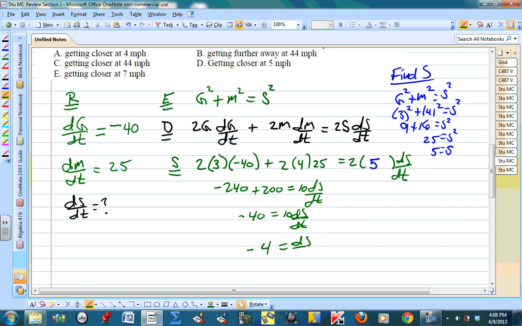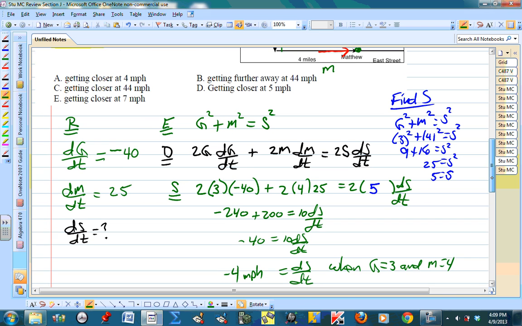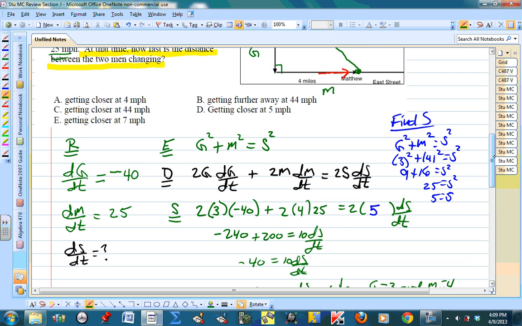Negative 4 equals ds/dt when g equals 3 and m equals 4. Now, let's see if this answer matches one of the options. Negative 4, and if we include the units, of course, this would be negative 4 miles per hour. Let's see what this matches. Well, they're getting closer at 4 miles an hour. That means their change is negative. They're getting closer. So we're going to go with answer A.